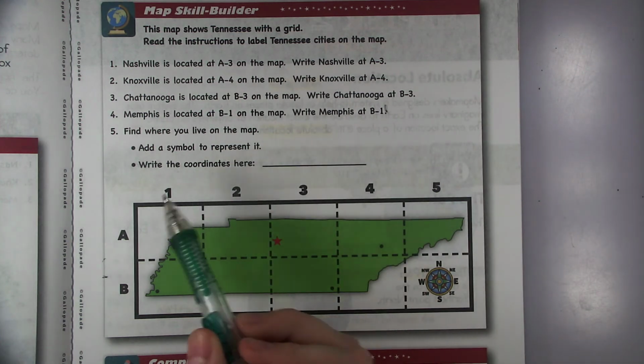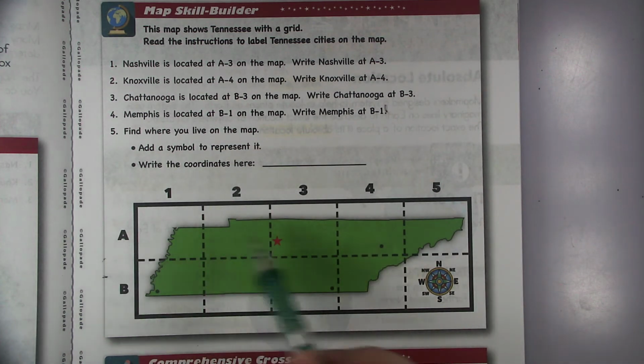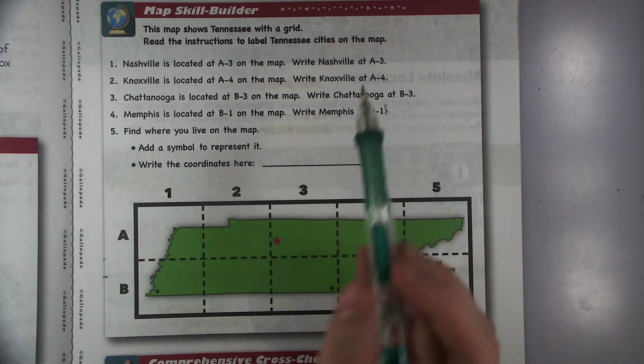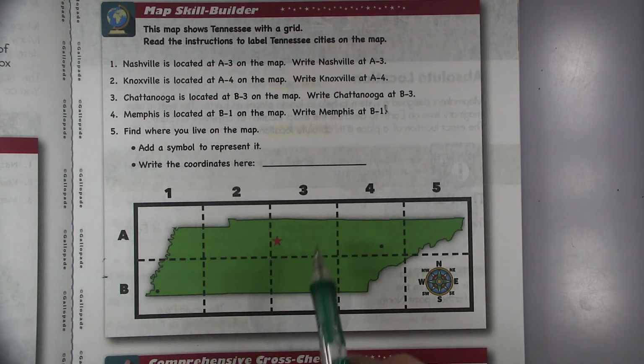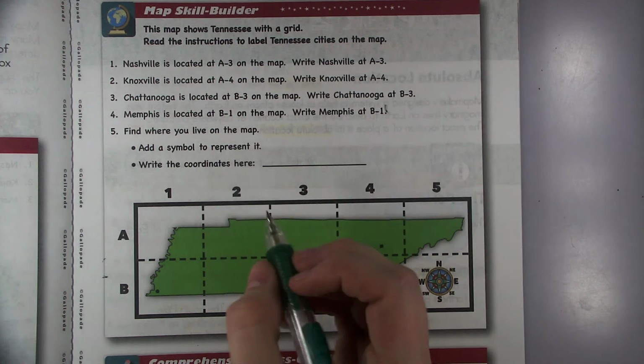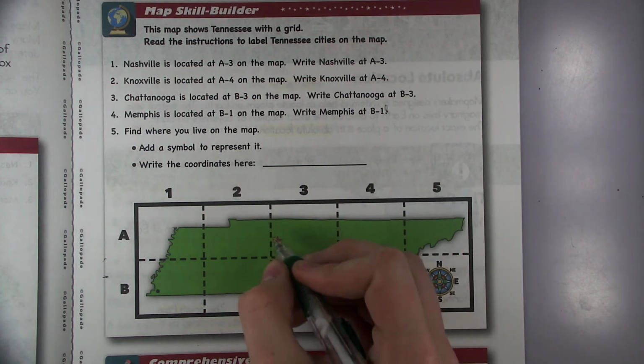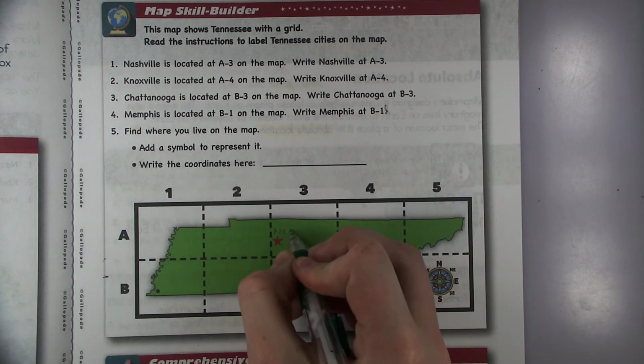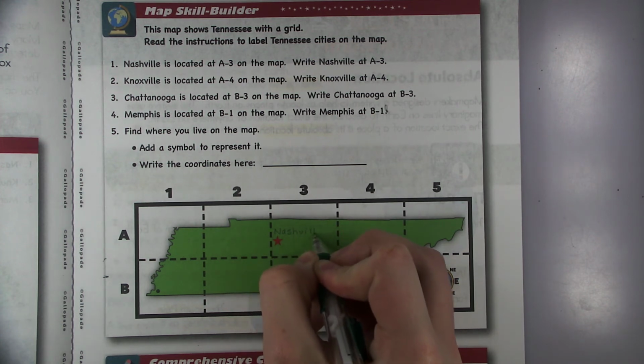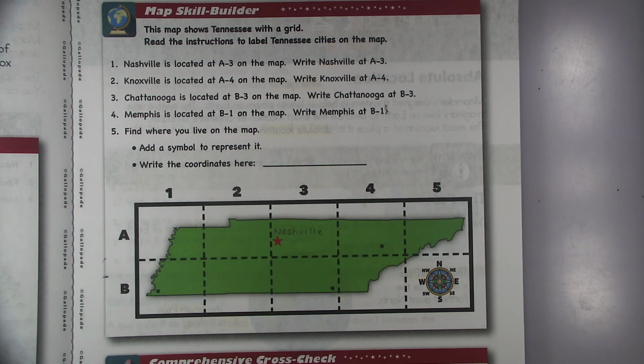So I'm going to go over. I see A, so I'm going to find A, it's going to be in this top row, and then I find 3, so it's going to be in this third column. So top row, third column, A3, and it says write Nashville. So I'm assuming this is Nashville, and I'm going to write Nashville. Remember that Nashville is the name of a city, so go ahead and capitalize it.